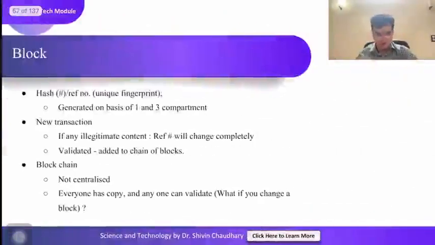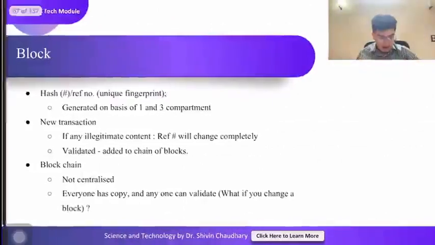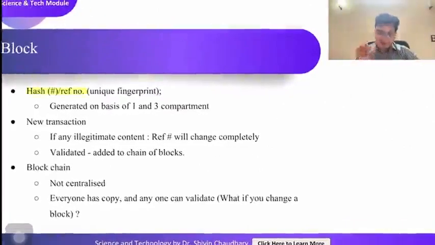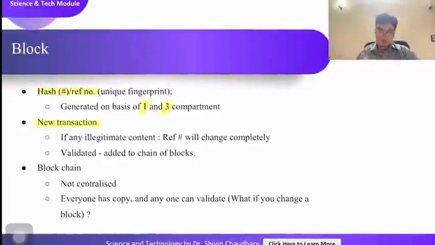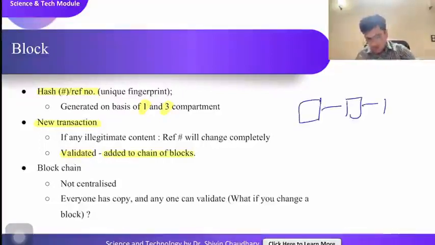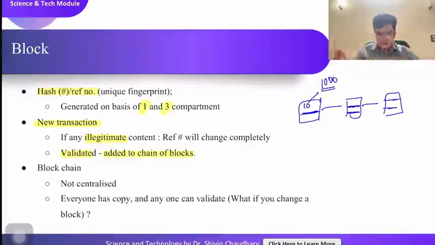Okay, let's move forward. हमने और क्या देखा कि there is a hash number, right? Hash number is a unique fingerprint of one block generated on the basis of component 1 and component 3. Now, if there is a new transaction, तो there is validation, means you add a new block to the already existing chain of blocks after looking at the previous ones. If you make any illegitimate content, let's say you change your balance from rupees 10 to rupees 10,000 in one of the blocks, here it will change, then here, then here, so the entire thing will change, right?